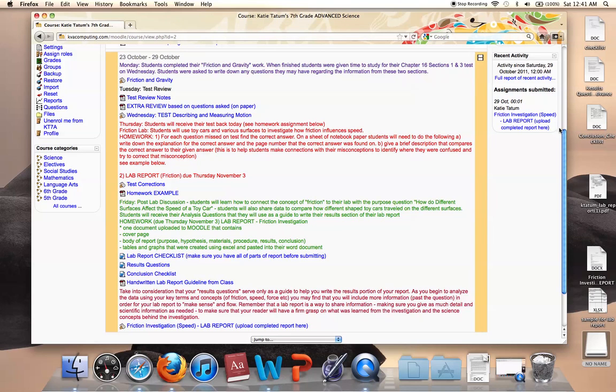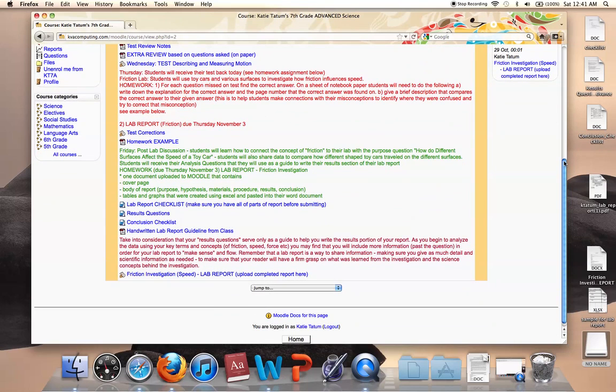So on our lab report for our friction investigation speed, you will see that we have several different links here. We have a link for the lab report checklist, a link for the results questions, a link for the report guideline from class. You also have a little paragraph here regarding the results questions, and then you have a link to upload your lab report.